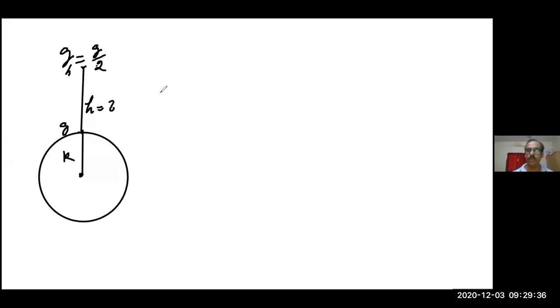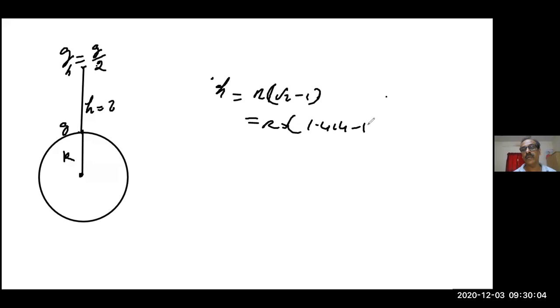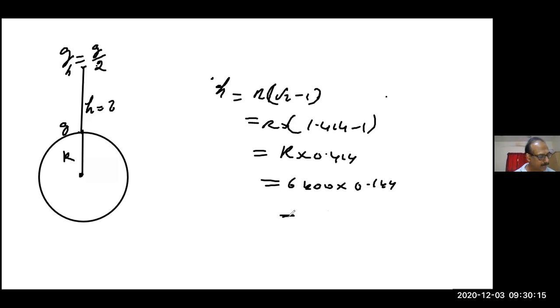So R into root 2 minus 1. Anybody want me to help with that? It will come finally. Same way you do it, finally you'll get the answer. H is equal to R into root 2 minus 1. If anybody wants, I'll help you. R into root 2 minus 1, final answer will come. R into root 2 is 1.414 minus 1. Then R into 0.414. R is 6,400 into 0.414. Final answer will come 2,649.